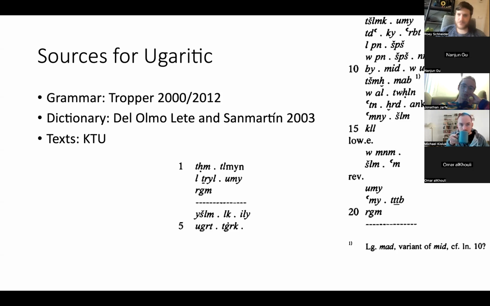Okay. So the sources people should be using for Ugaritic are the grammar of Tropper, Ugaritische Grammatik, and the dictionary of Del Olmo Lete and Sanmartín. Or there's also a dictionary of Tropper. It's very, very concise, but it's nice. And KTU is the book that has all of the Ugaritic texts. And this picture is from it.